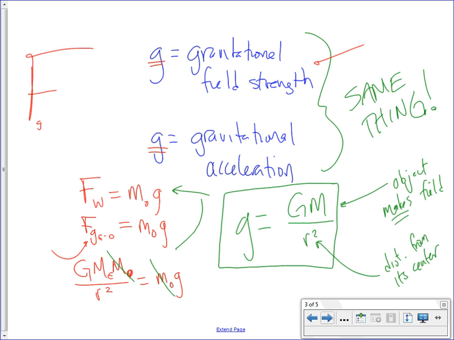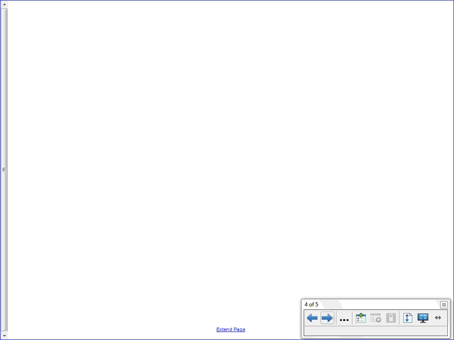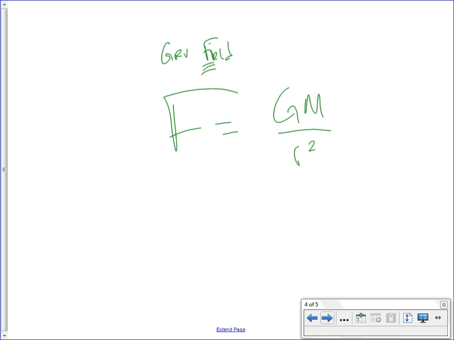All right. Here's where people can go wrong and do go wrong, because this is expressed as gravitational field. People will write F for field, and then do this. Well, the field is GM over r squared. Well, that's true. The field is GM over r squared, but F refers to what?